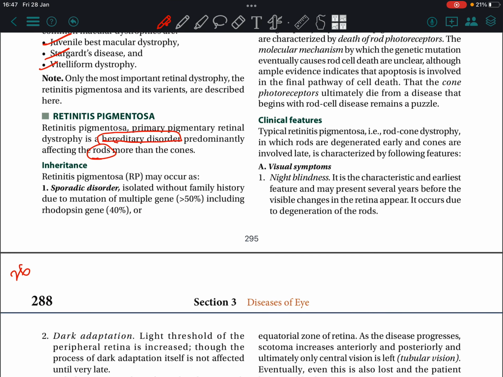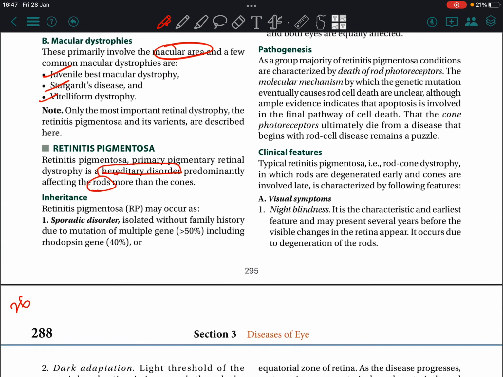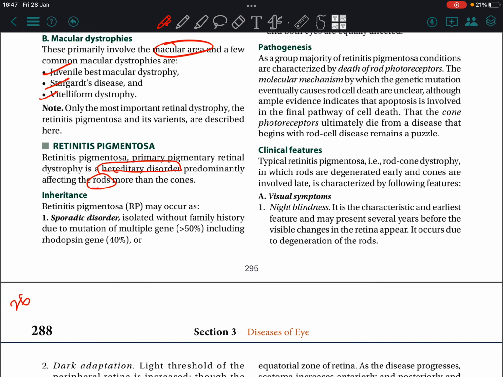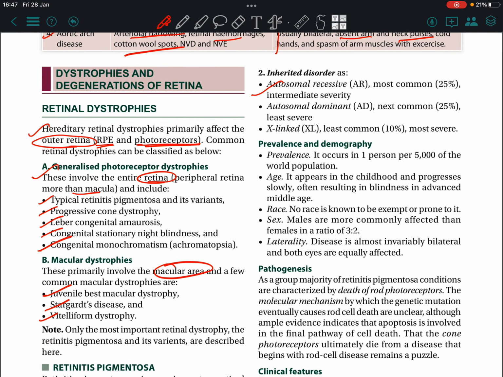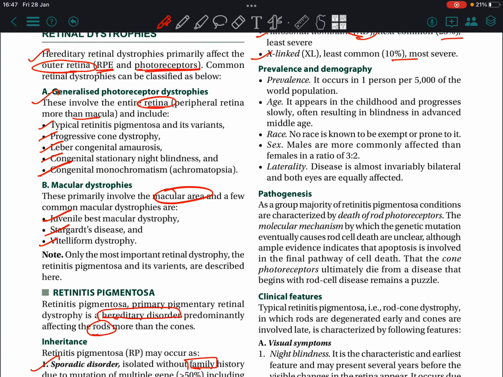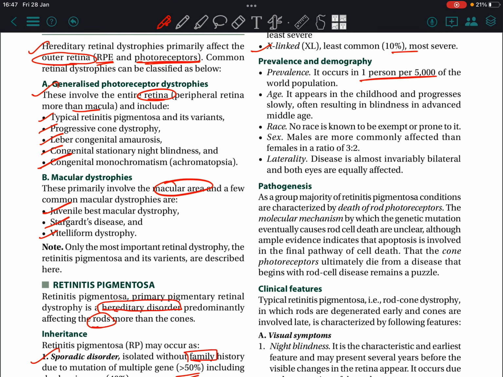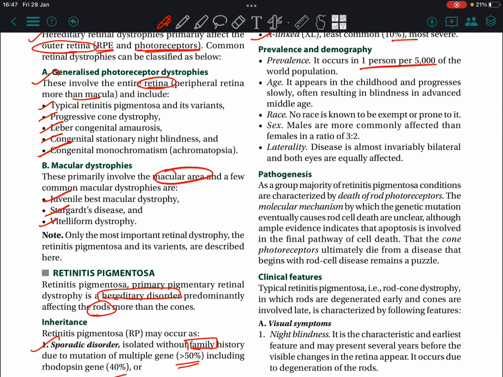It affects rods more commonly than cones. Inheritance: Retinitis pigmentosa may occur as a sporadic disease, isolated without family history, due to mutation of multiple genes, including the rhodopsin gene. Inherited disorder: autosomal recessive is the most common, of intermediate severity; autosomal dominant is the next most common; X-linked is 10%. Prevalence is 1 per 5,000.